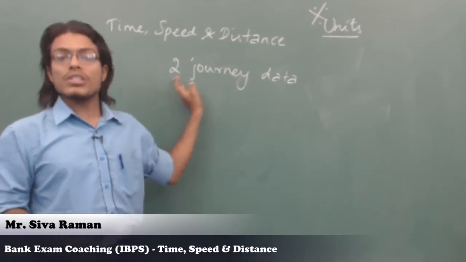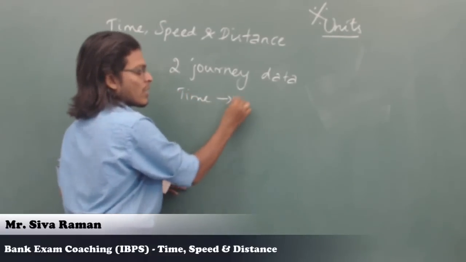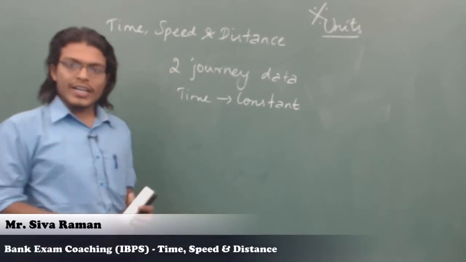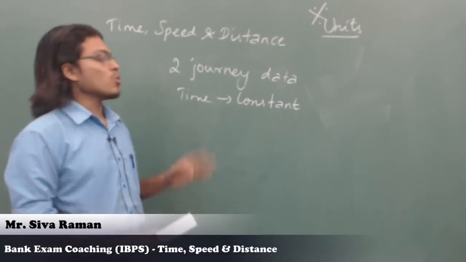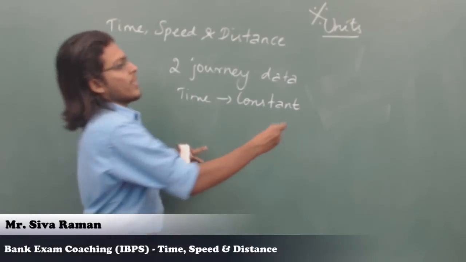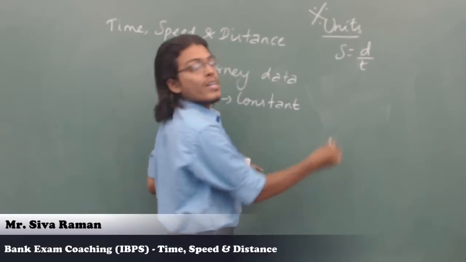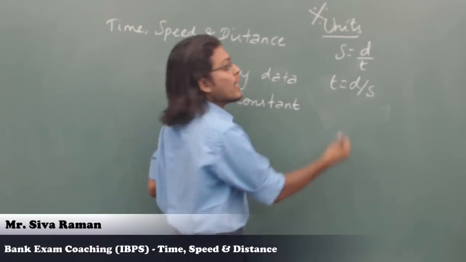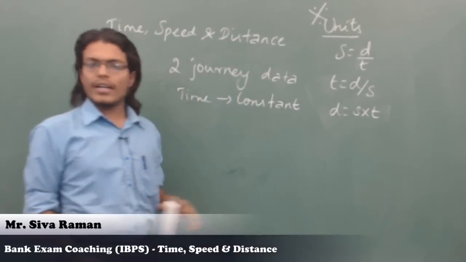Likewise, in the two journeys, either time will be constant. If you find that the time taken for the journey is constant, what you have to do is equate the time parameters. So, if speed is equal to distance by time, then time is equal to distance by speed, and distance is equal to speed into time.